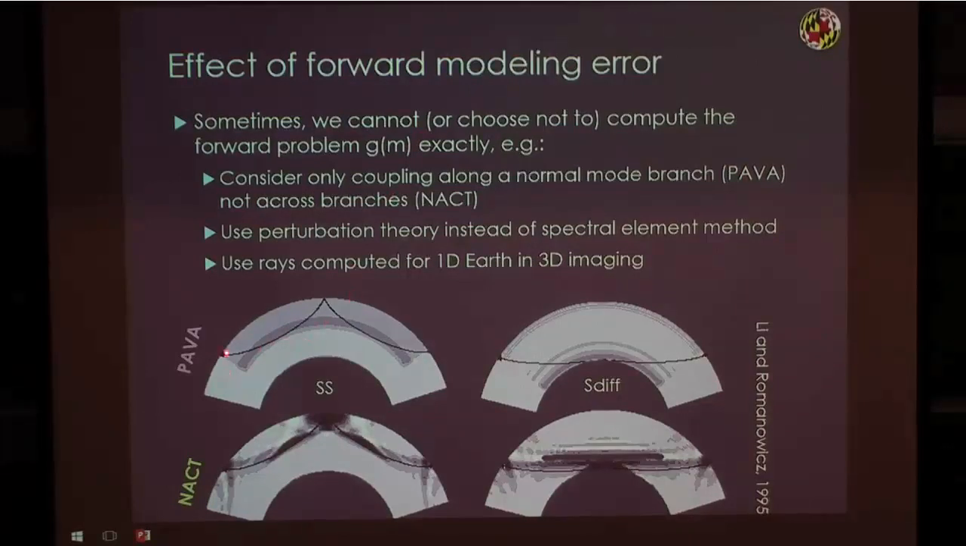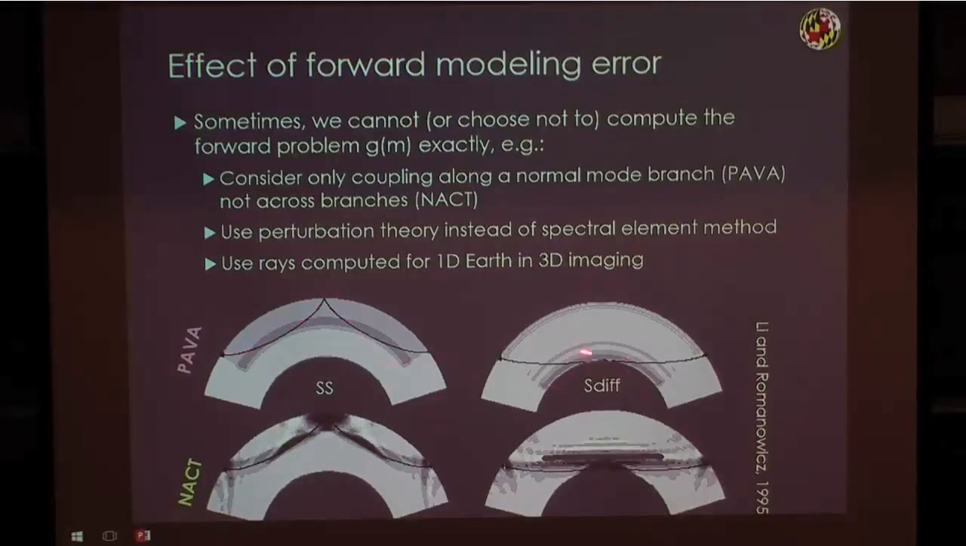And when you do that, you build up a sensitivity that looks like this. So it's high here at the bottom near the turning point, and it's lower up here, but you can see that it doesn't vary with position. So these two things are equivalent. One thing is like a coupling in the mode space, and the other thing is like physical space sensitivity.